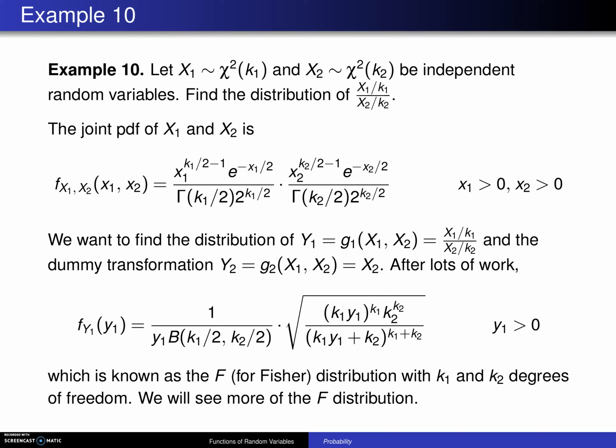The details associated with the previous example, which involved coming up with the t-distribution, and this distribution right here, which results in the f-distribution. The details associated with those two derivations are given in the book. They are just outlined here. So here's another example. Let x1 be chi-squared k1 and x2 be chi-squared k2 be independent random variables.